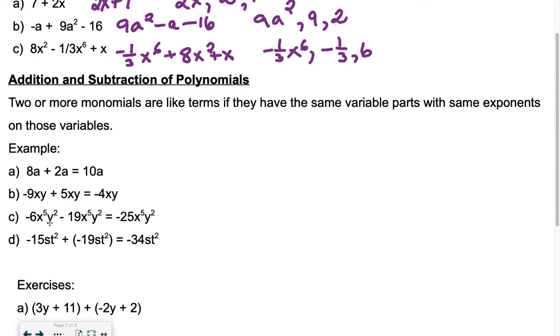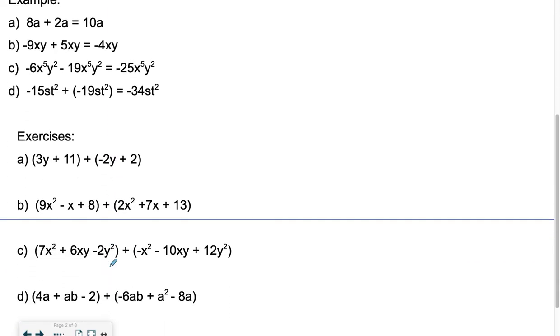-6, 5x to the 5th y to the 2 minus 19x to the 5th y to the 2. So again, they have x to the 5th and y to the 2. That gives -14x to the 5th y to the 2. Last example here, -15st squared and -19st squared can be combined since they both have st squared. So we'll work out some examples of the same kind underneath.